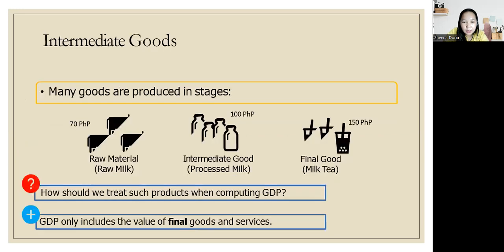Okay, nabanggit na natin to kanina pero let us just emphasize it. Per intermediate goods class ay hindi kasama sa GDP. So, paano natin siya iti-treat? In stages. So, for this instance, GDP includes the value of final goods and services. Okay. So, pag meron tayong raw material na 70 pesos, yung intermediate good natin is 100 pesos, yung final milk tea natin is 150 pesos. Ano kaya ang GDP dyan? Okay. The correct answer is actually here.